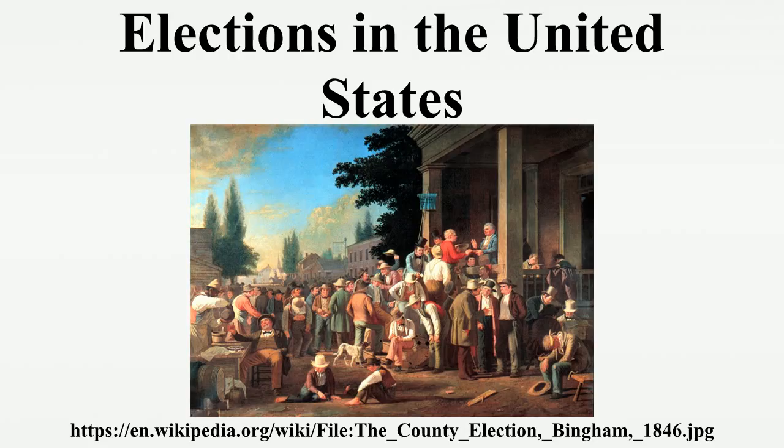The Constitution states that members of the United States House of Representatives must be at least 25 years old, a citizen of the United States for at least 7 years, and be an inhabitant of the state they represent. Senators must be at least 30 years old, a citizen of the United States for at least 9 years, and be an inhabitant of the state they represent. The president must be at least 35 years old, a natural-born citizen of the United States and a resident in the United States for at least 14 years.